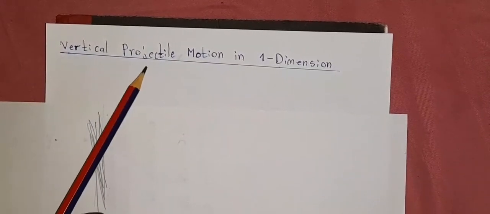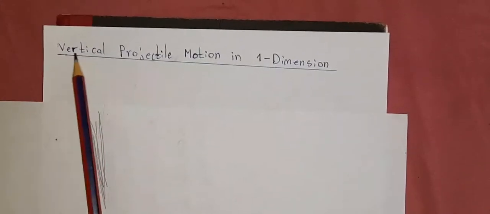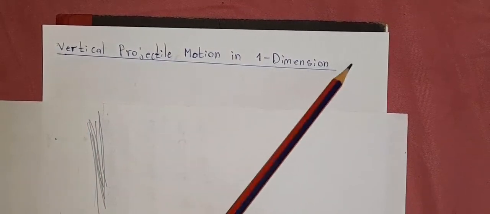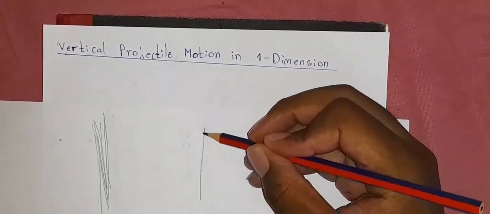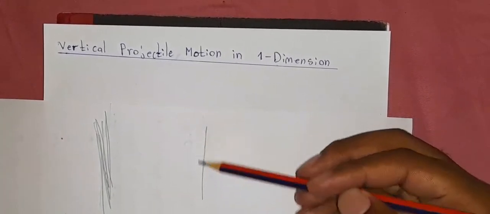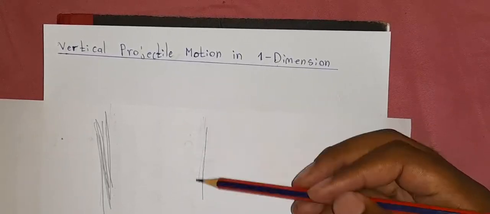Vertical projectile motion in one dimension. Today we will discuss vertical projectile motion in one dimension. When we're talking about vertical, we are talking about this line here. It goes from up to down, or from down to up. We are talking about this here.